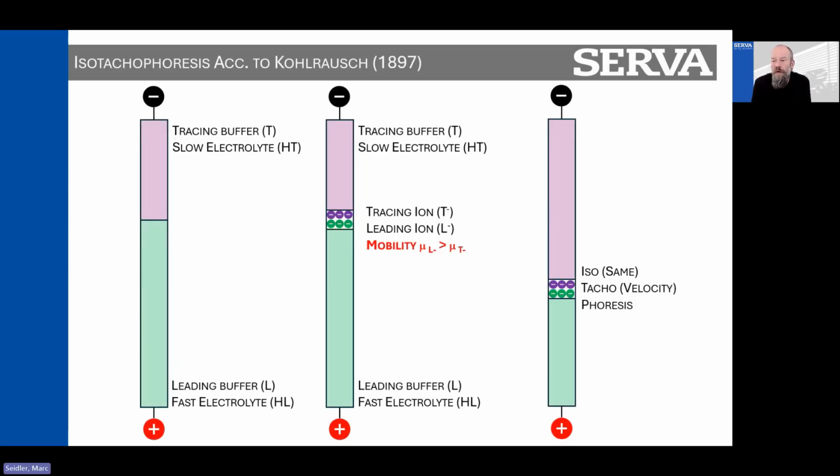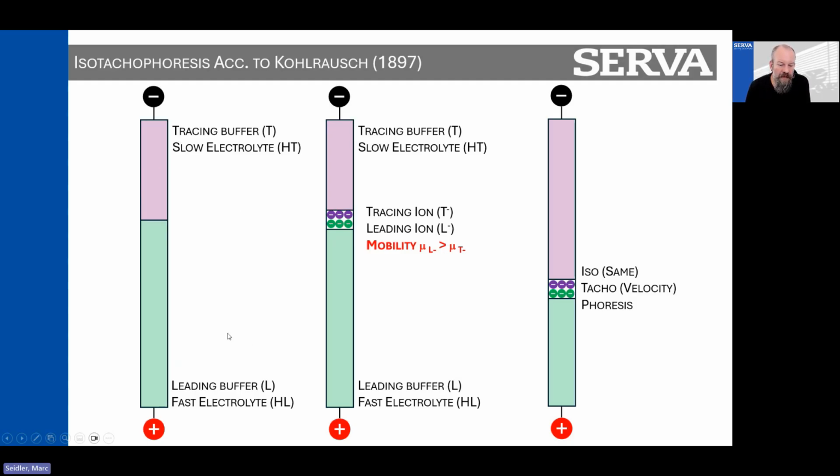So before we go deeply into the Laemmli buffer system, we have to talk about isotachophoresis. This is according to Kohlrausch. He was a researcher in 1897, and he tried something. So this on the left side is a glass tube standing upright, and you have a cathode and an anode, and he filled this glass tube with two different buffers. He called them later the leading buffer and the trailing buffer. The leading buffer is the one below and the trailing buffer above the other one.